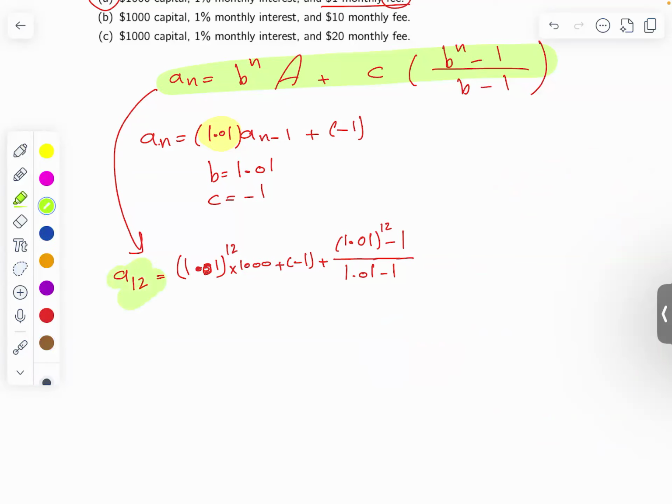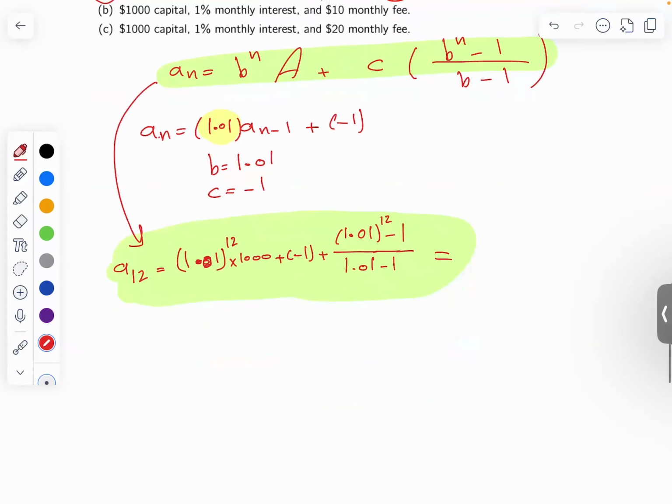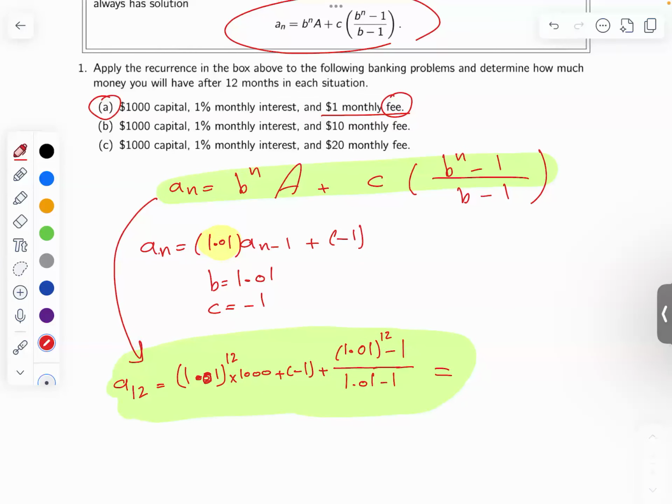All right. So this will be the answer of this one. You can calculate this one. You can do the same job for part B. The only difference in part B is that instead of C being minus 1, it will be minus 10, and for part C, C will be minus 20.